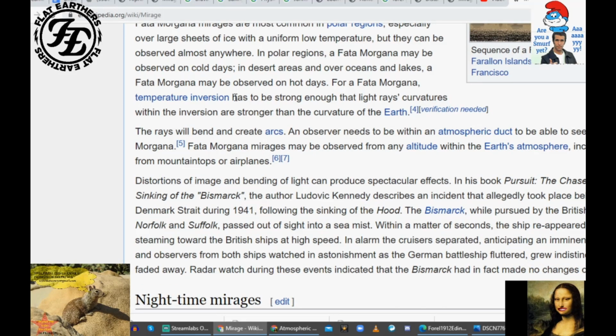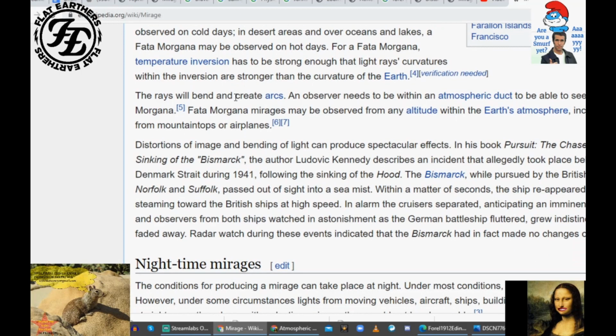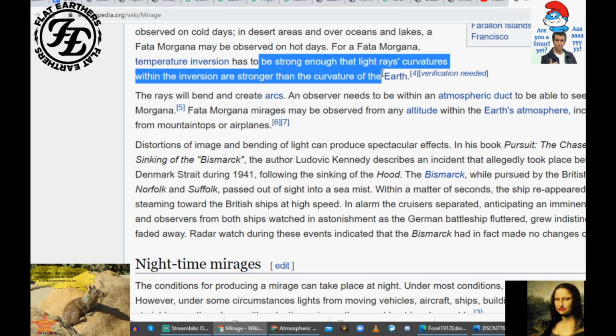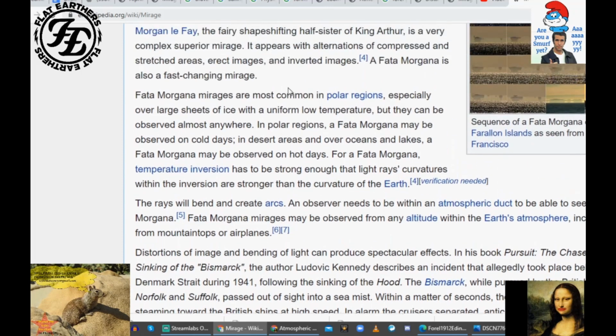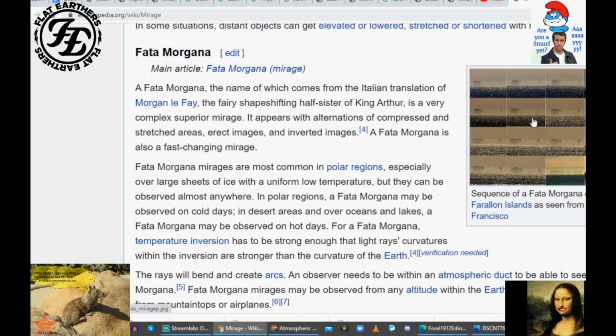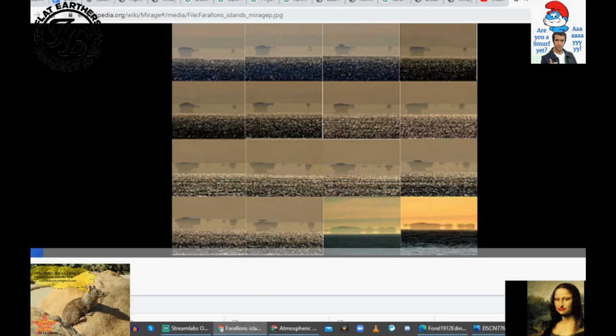For a Fata Morgana, temperature inversion has to be strong enough that the light rays' curvatures within the inversion are stronger than the curvature of the Earth. That comes from a bit of what, verification needed. We need to verify this. The material near this tag needs to be fact-checked. Huh, imagine that. But what we just read right here is a bit of an echo of what we saw with Andrew Thomas Young, okay? So I don't believe in light bending curve rays curvature stronger than the curve of the Earth. That is, okay? So let's just pick up this picture real quick, and then we'll wrap it up.